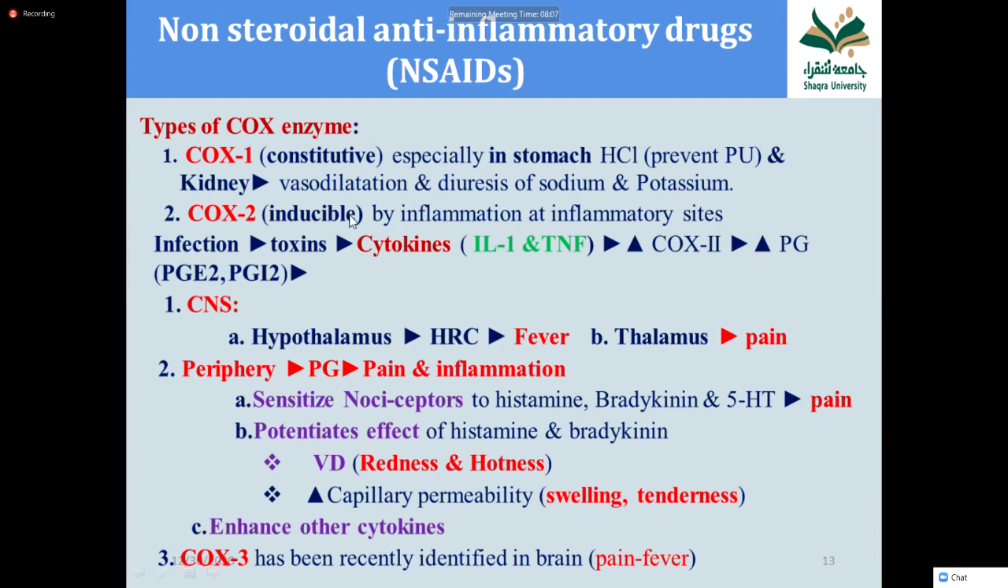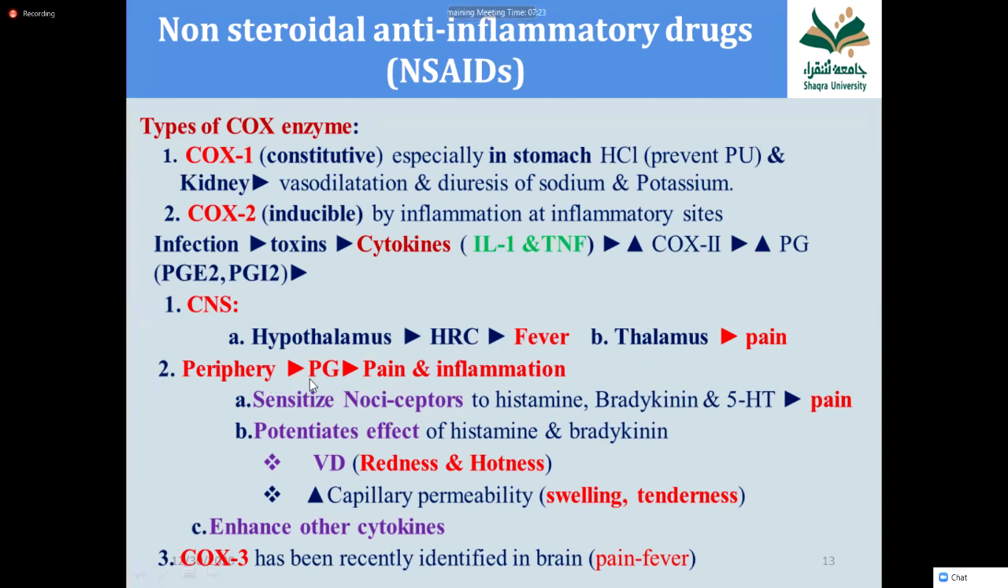COX-2 is inducible. It will be induced only when there is inflammation. So when there is inflammation, cytotoxins are produced, such as interleukins and TNF-alpha, which induce COX-2, and it increases prostaglandins, especially E2 and I2. Then in the CNS, it has an effect on the hypothalamus, the heat regulatory center, and it suppresses the fever. When it works on the thalamus, it suppresses the pain.